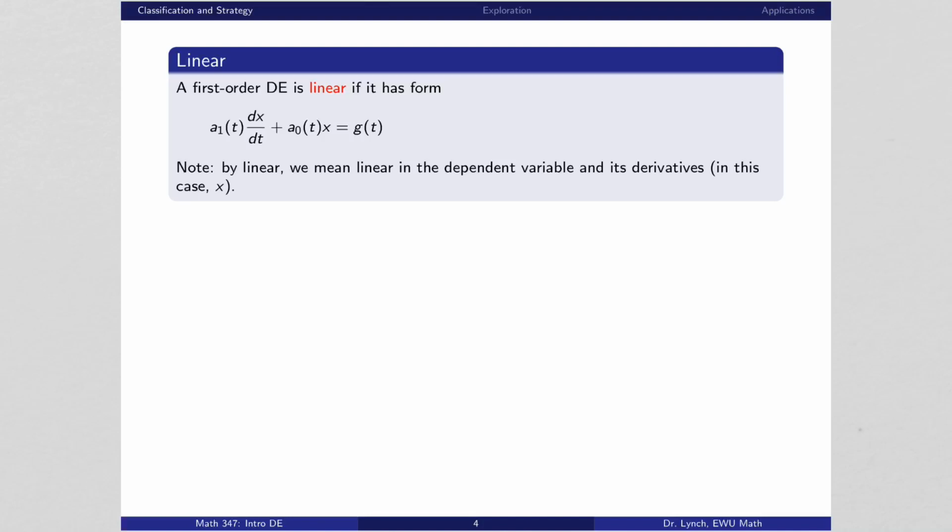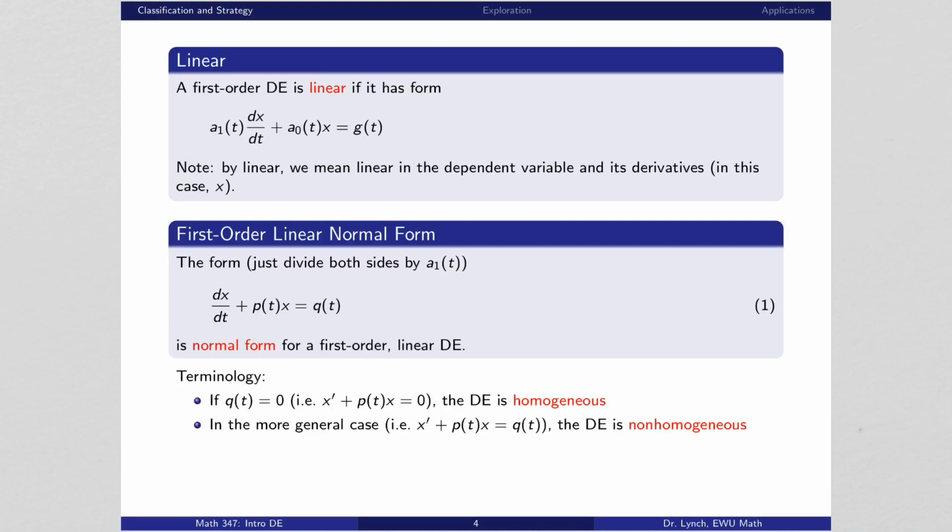So one thing you can certainly do is divide through in this differential equation, dividing out the function a1, and call the new coefficient of x p of t. The new right-hand side is q of t, and this is what we'll refer to as the normal form for a first-order linear differential equation. x prime plus p of t x equals q of t is the normal form for a first-order linear differential equation.